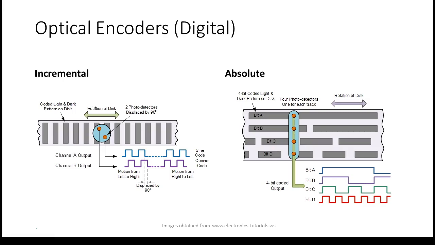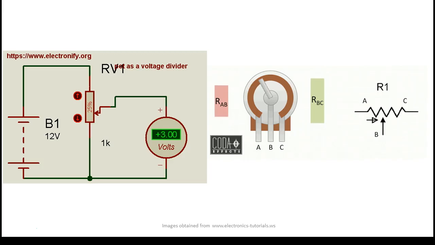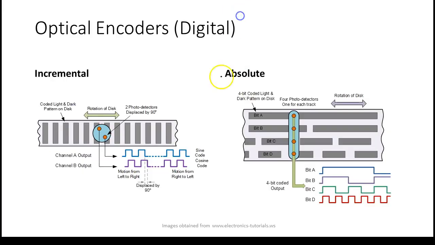Then we talked about encoders, or encoders are digital. Computers are digital. So if I'm going to bring a potentiometer into a computer, what are we going to have to do? Exactly right. We have these devices called analog to digital converters, ADCs.